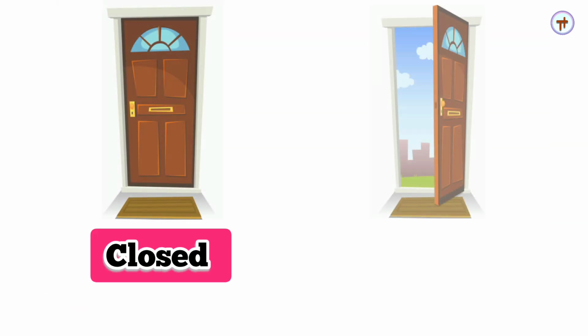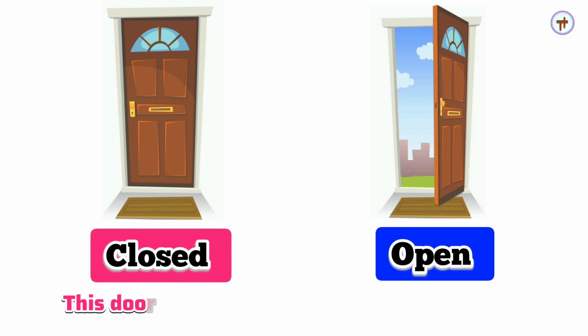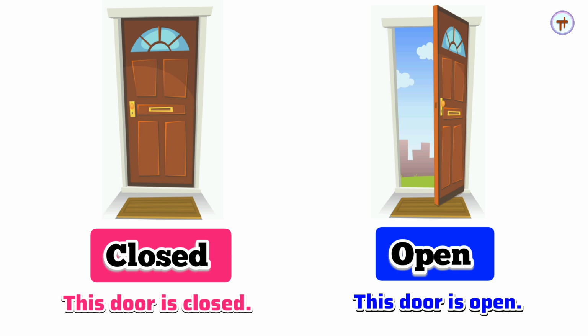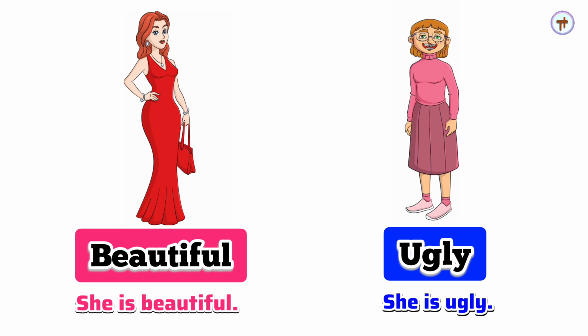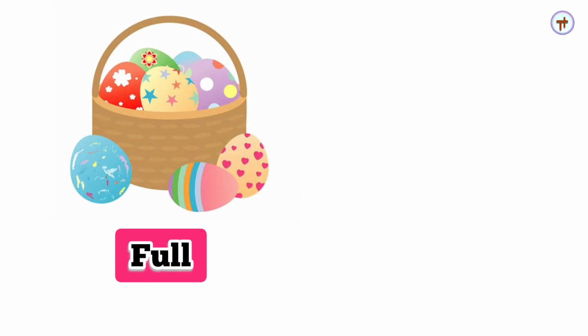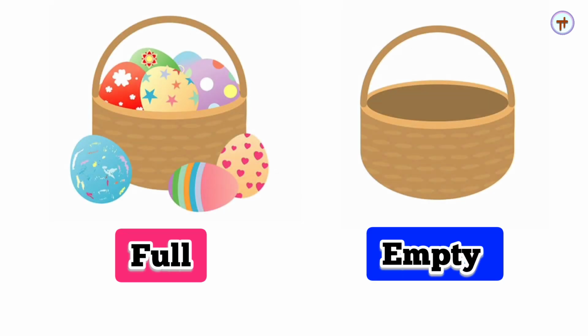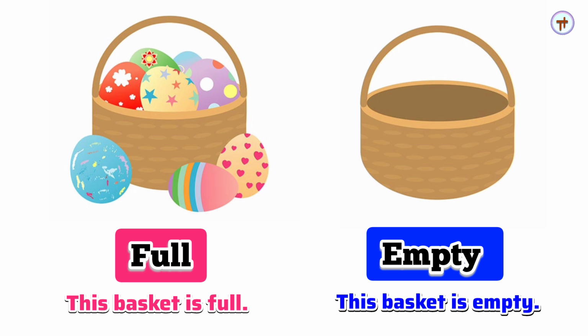Closed, open. This door is closed. This door is open. Closed, open. Beautiful, ugly. She is beautiful. She is ugly. Beautiful, ugly. Full, empty. This basket is full. This basket is empty. Full, empty.